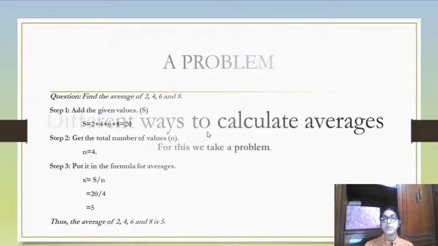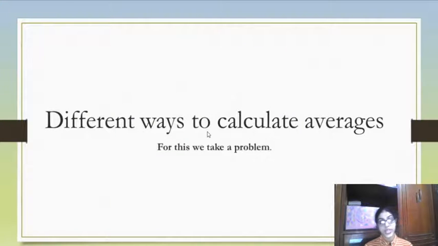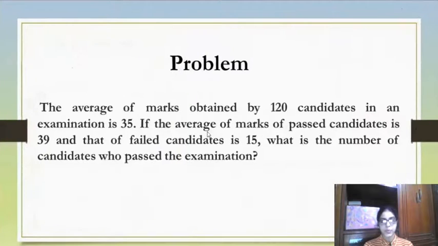So we will take this particular problem. The average of marks obtained by 120 candidates in an examination is 35. So 120 candidates gave an examination, they got different marks. When the average was found, it was found to be 35. You do not need to know the total marks, the passing marks, the failing marks, anything. All you need to know is 120 candidates gave the exam, and the average of all the different marks that they obtained is 35.